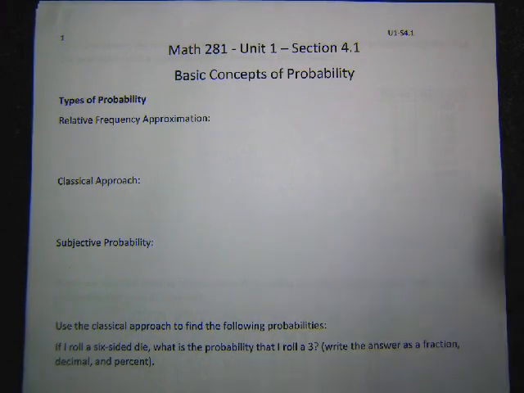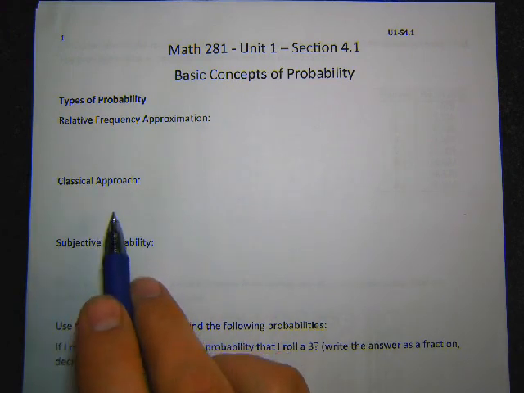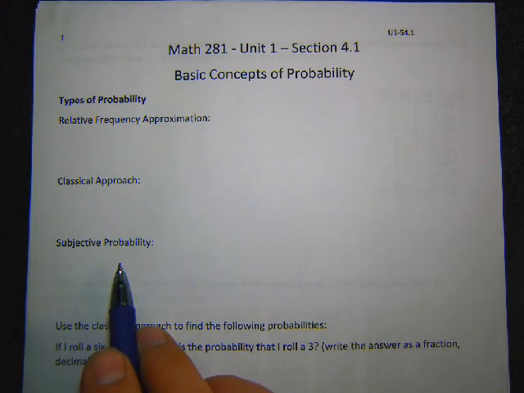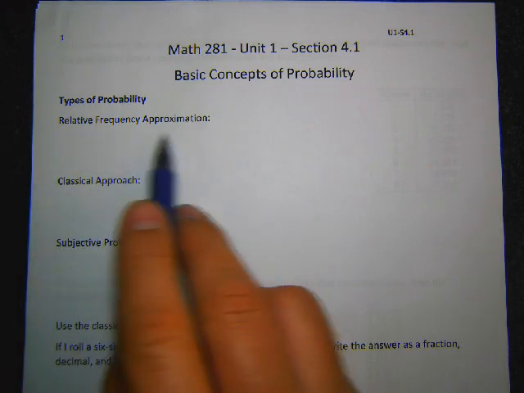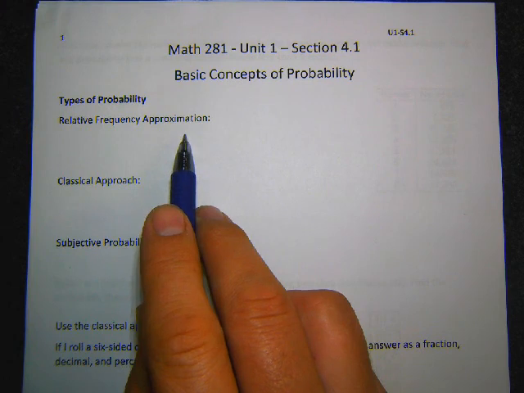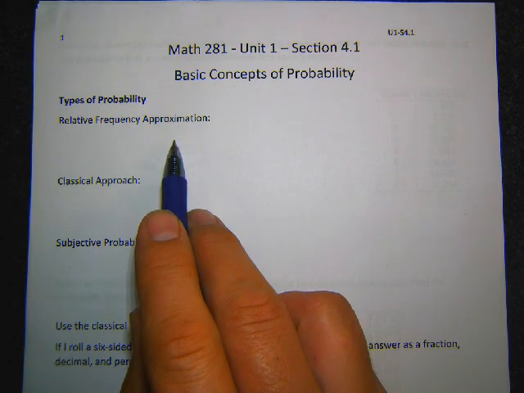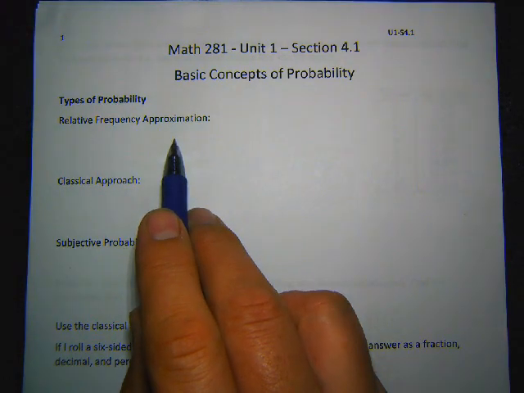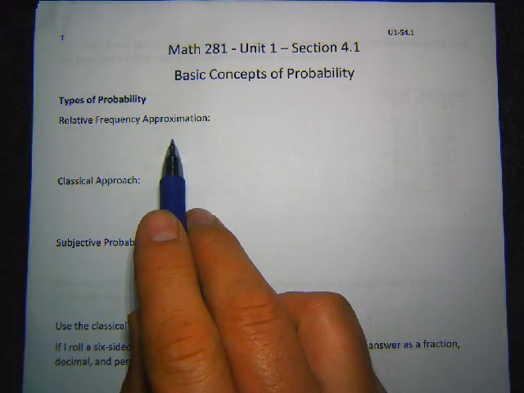So for this first section, we're really just going to introduce the idea of probability and how probability works. First off, there are a couple different ways to think about probability. The first one is relative frequency approximation. This is also called experimental probability. This is where you go out and you do an experiment and you collect the results, and then you use that to find the probability.